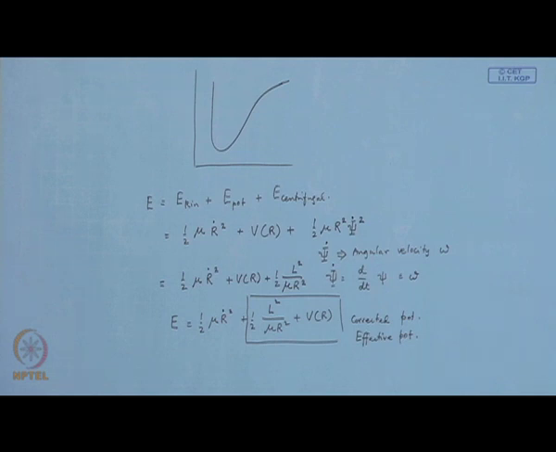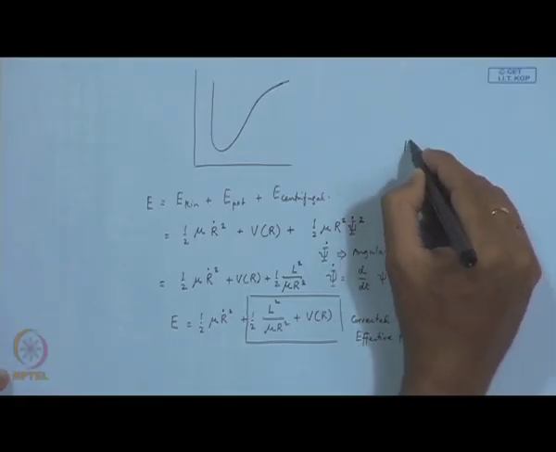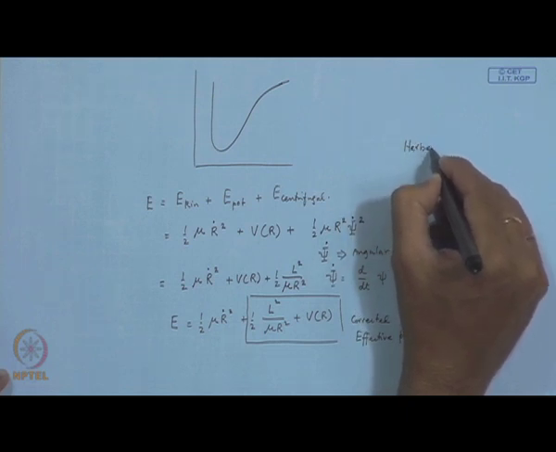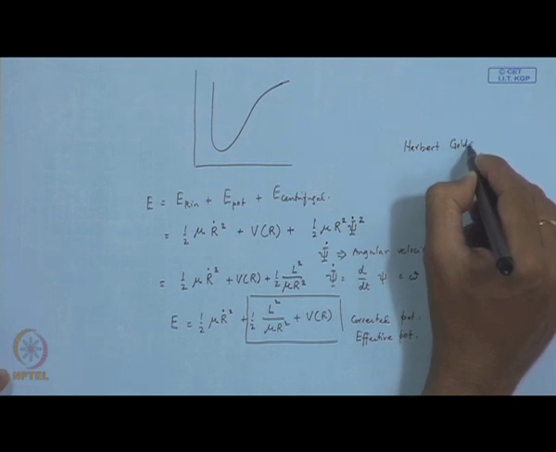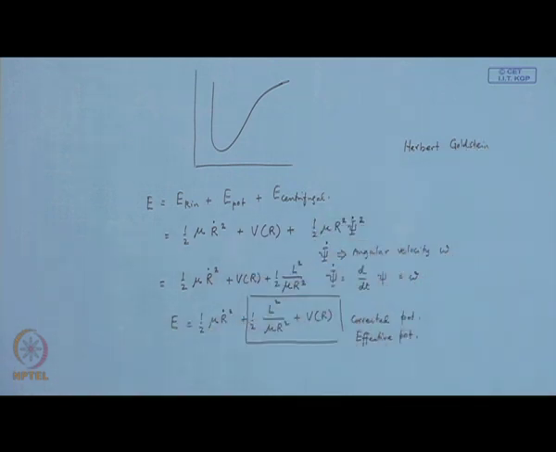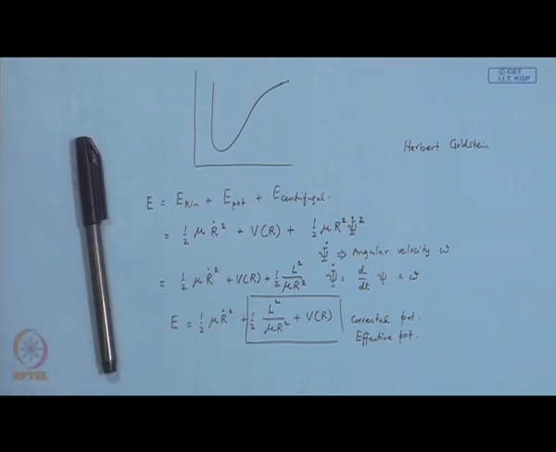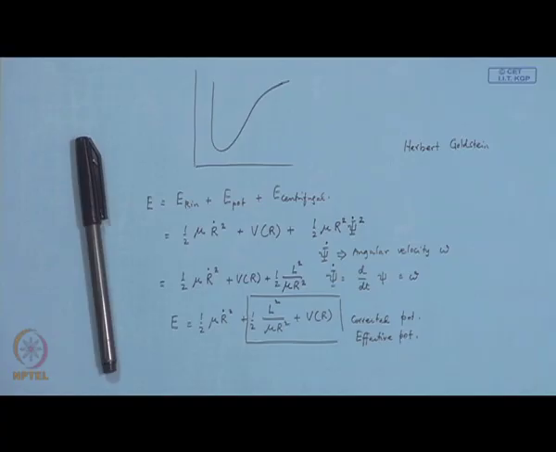So you are advised to go through any standard classical mechanics textbook like Goldstein, where you will find a detailed account of this process, how this centrifugal energy, centrifugal potential, adds up to your interaction potential, giving rise to the corrected or effective potential, or centrifugally corrected potential.